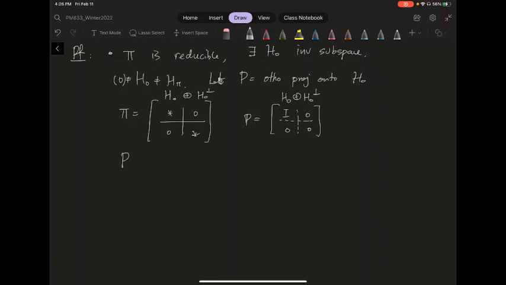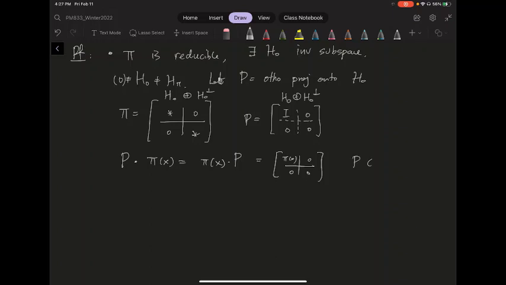And just from this representation, if you do the 2 by 2 matrix multiplication, then you end up with pi x times p and p times pi x. They have to be the same. Essentially it will just leave the upper left corner. You kill off everything else, and you have this pi here. All right, so they clearly commute.